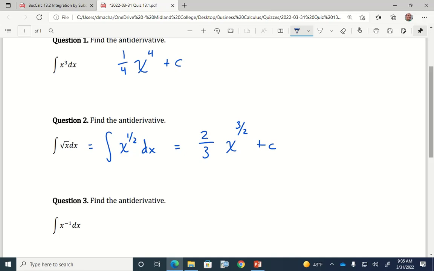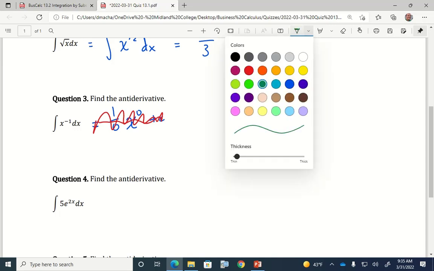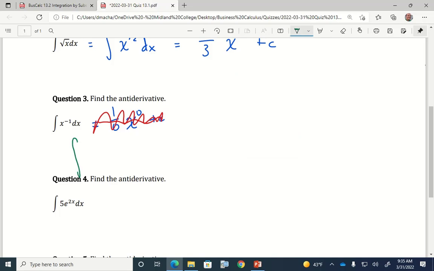If you tried the power rule on question three, you would say, okay, let me add 1 to my exponent and then divide by my new exponent. But you can't divide by 0, so this is undefined. So instead, we remember that x to the negative 1 power is the same thing as 1 over x. And this antiderivative is natural log of absolute value x plus c.